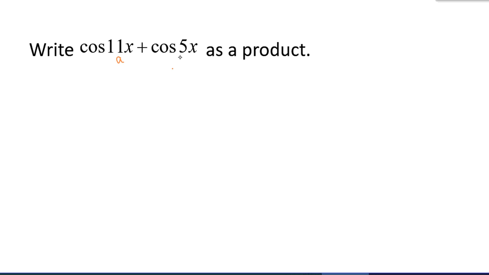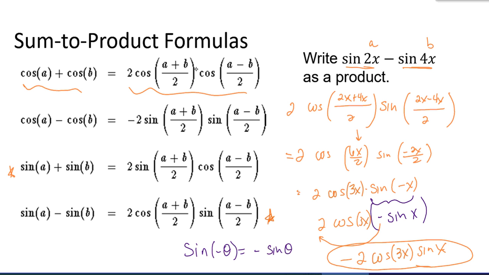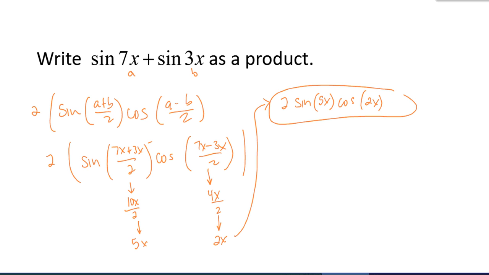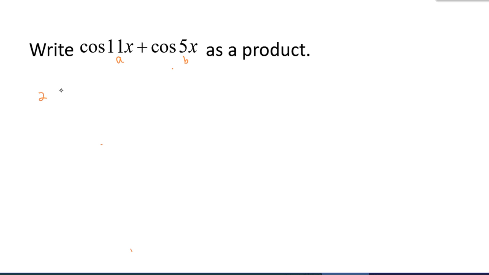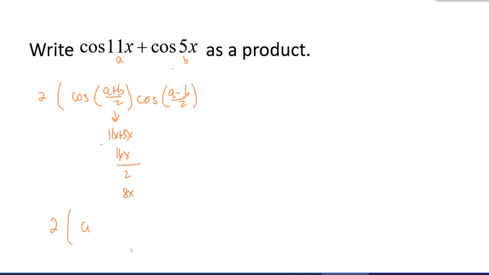So cosine plus cosine, 11x is A, 5x is B. Formula, a simple one, A plus B over 2, A minus B over 2, cosine, cosine. So 2 cosine of A plus B over 2 times the cosine of A minus B over 2. All right, here we go. This is 11x plus 5x, 16x, divided by 2 is 8x. Okay, this one is 11x minus 5x over 2, or 6x over 2, which is 3x. That's it.